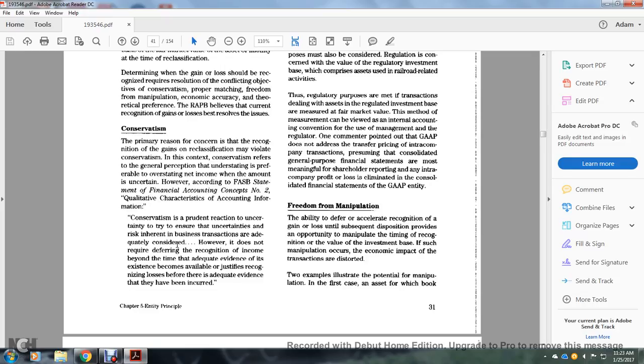Alright, conservatism. The primary concern about recognizing gains from the reclassification is a violation of conservatism. Conservatism refers to the general perception that understating rather than overstating net income is preferable when amounts are uncertain. According to the Financial Accounting Standards Board Statement of Financial Accounting Concepts Number 2, on the qualitative characteristics of accounting information, conservatism is a prudent reaction to uncertainty, to try to ensure that the uncertainty and risks inherent in business transactions are adequately considered. However, it does not require the recognition of income before adequate evidence of its existence becomes available, or to justify recognizing losses before adequate evidence that they have been incurred.